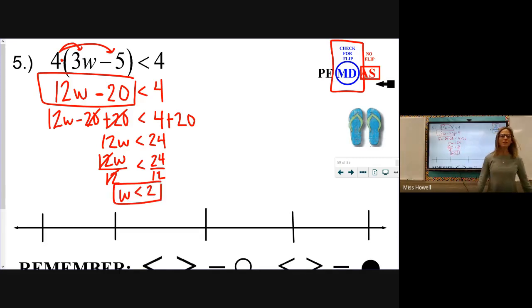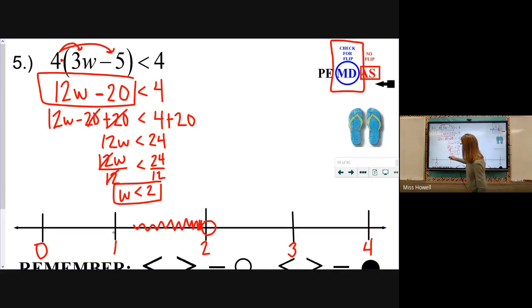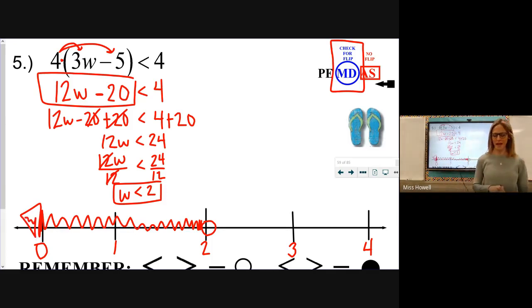All right, since there are an infinite amount of solutions, let's make a picture of what they would look like. 2 in the middle, 1 and 0 getting smaller, 3 and 4 getting bigger. Add 2. It's not a solution. It can't be equal, right? There's no little bar here saying 2 is a solution, so we leave it open. And then we want to show that w could be everything less than that value of 2. I'm going to start heading towards smaller things. 1, 0, -1, -2, -3, all the way to negative infinity. And we show that with that arrow at the end.